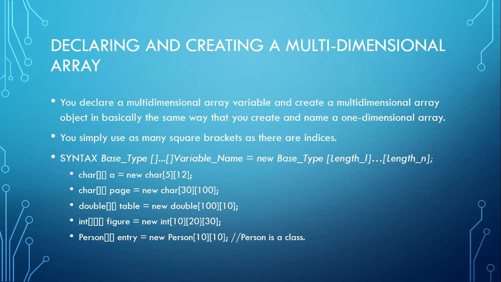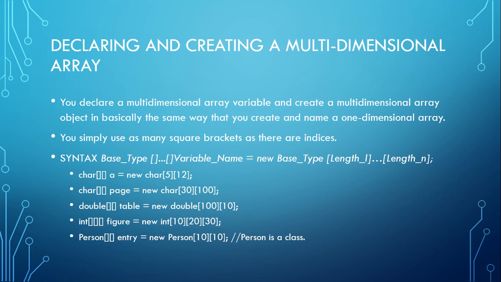Variable name is new base type length all the way up to length. So let's just look at a couple examples here. Here I have char[][] a = new char[5][12]; char[][] page = new char[30][100]. Those are two that we've already seen.